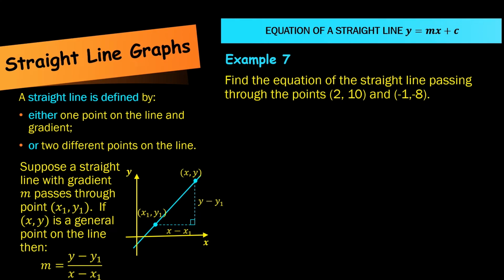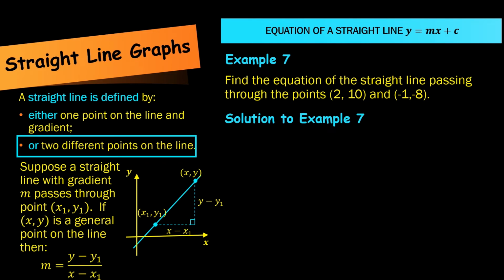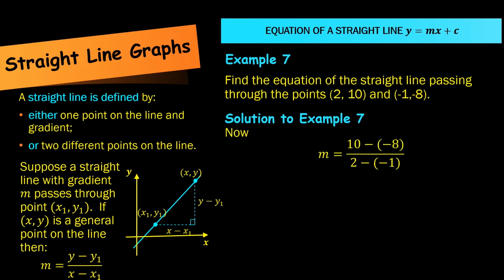Let's take a look at another example to illustrate this theory. Find the equation of the straight line passing through the points (2, 10) and (minus 1, minus 8). So let's solve this. Now the gradient of the line m is equal to 10 minus minus 8 over 2 minus minus 1. This equals 18/3, which is 6. So m is equal to 6.